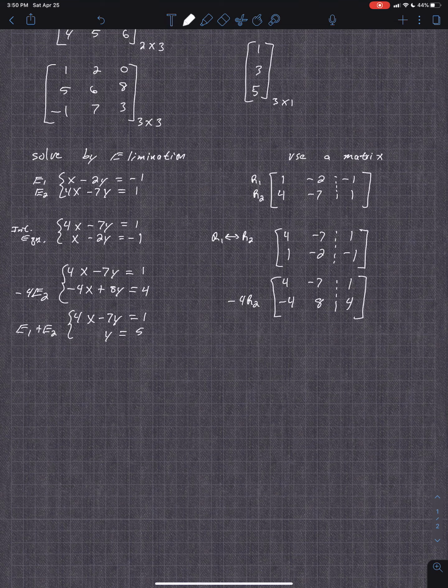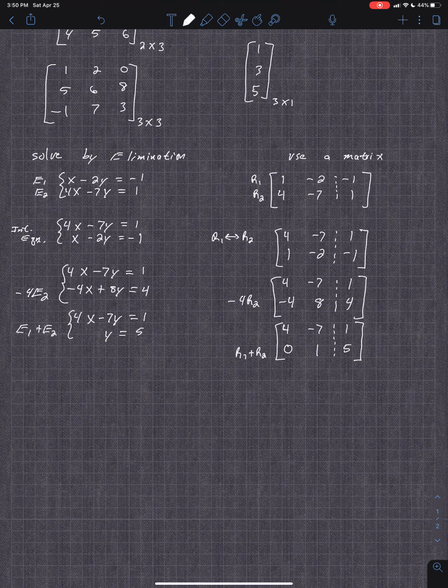Over here, it's the rows. So you recopy row 1, 4, -7, 1. And then you just do row 1 plus row 2, and you'll get 0, 1, and 5. So they really mean the same thing between this system and this system. It's just a different format.